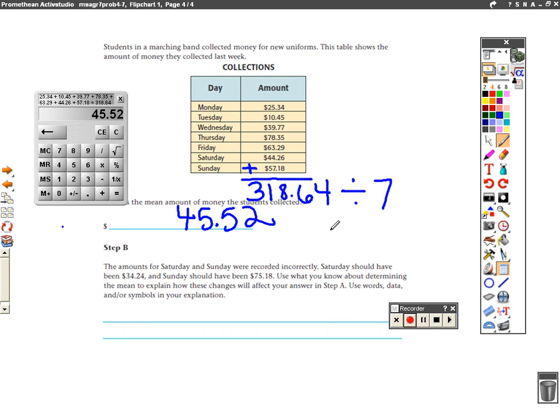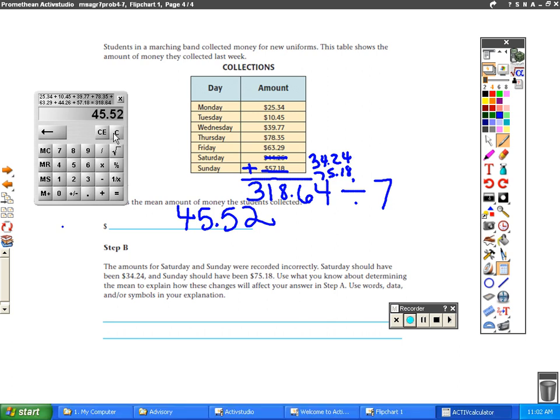So let me go back, and Saturday is $34.24. Okay, so I'm going to cross this out, and I'm going to go $34.24, and Sunday should have been $75.18. Okay, use what you know about determining the mean to explain how these changes will affect your answer in step A. Well, the amount of money collected is now increased, so my mean is going to be increased. That's one way I could express it, or I could actually take the time and do the mean again.